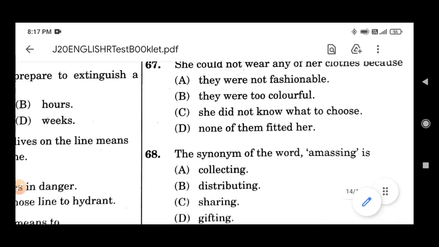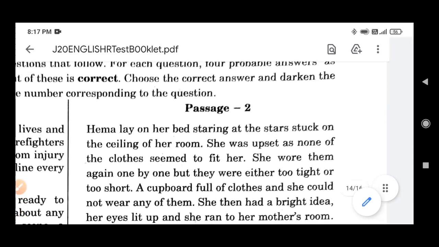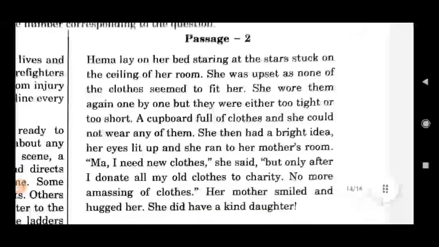Next we have another passage here, passage number 2. Hema lay on her bed staring at the stars stuck on the ceiling of her room. She was upset as none of the clothes seemed to fit her. She wore them again one by one, but they were either too tight or too short. A cupboard full of clothes, and she could not wear any of them. She then had a bright idea. Her eyes lit up and she ran to her mother's room. "Ma, I need new clothes," she said.